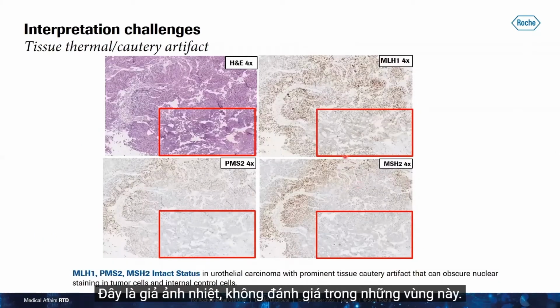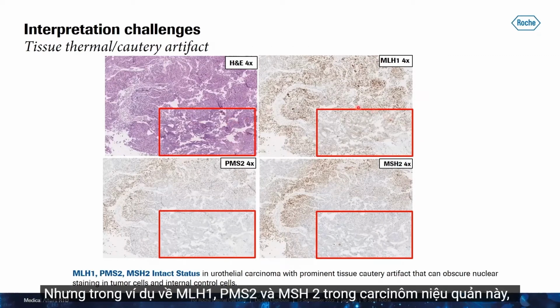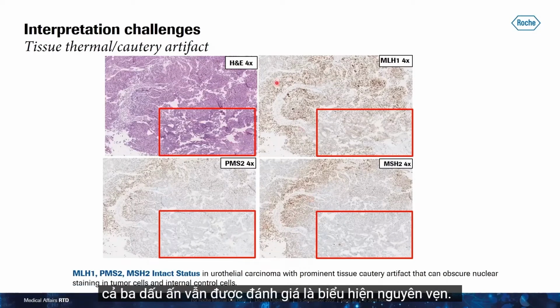So here's cautery artifact where we do not score in these areas. We do not score also in areas of necrosis. But in this example of MLH1, PMS2, and MSH2, in urothelial carcinoma, one can still appreciate intact protein expression for all three markers.